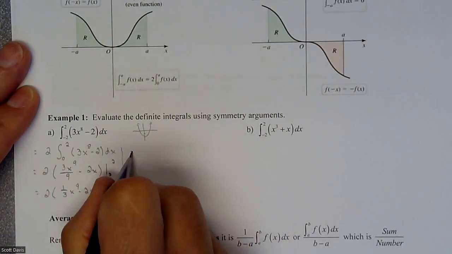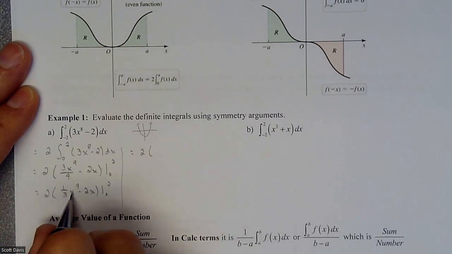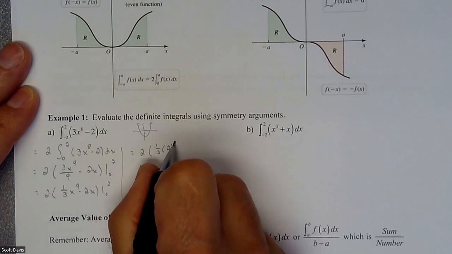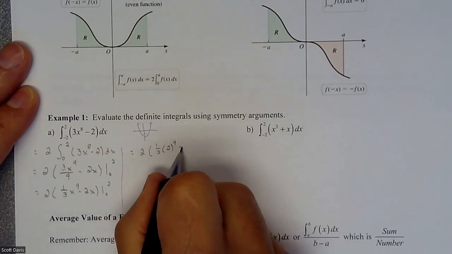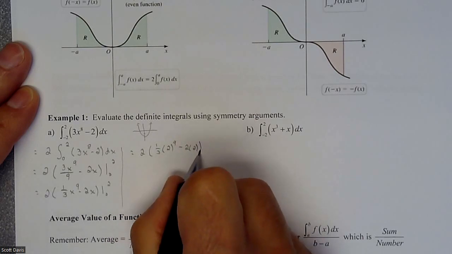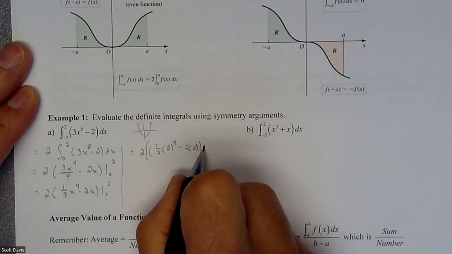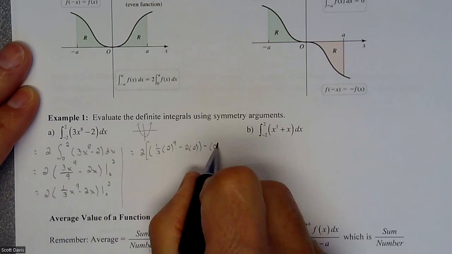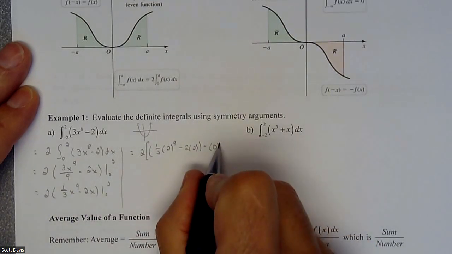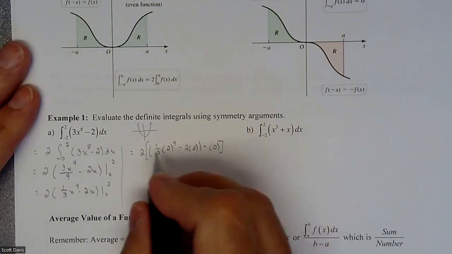All right, and then let's start to plug this in. So we'll plug in 2, and so that's going to be a 1/3 times 2 to the 9th and minus 2 times 2. So there's the first chunk, and then minus 0, because we're plugging a 0 in, so that's just going to be a 0 minus a 0. So let's figure out what this is. We're going to subtract 0, so that's not going to do anything.